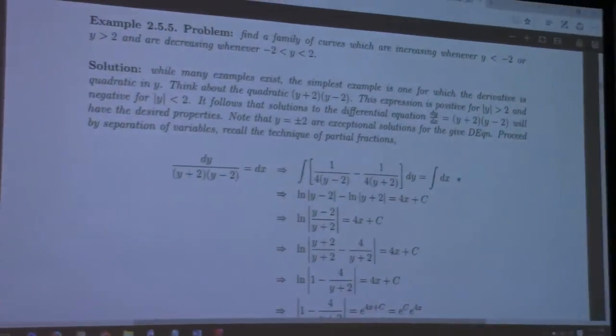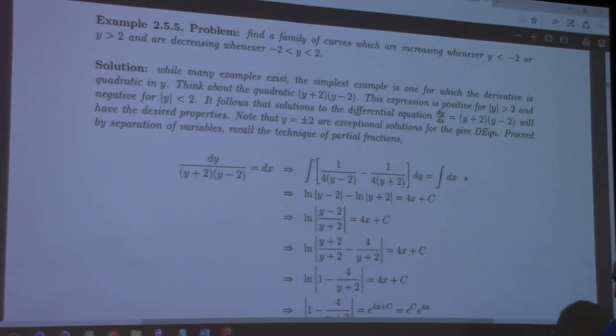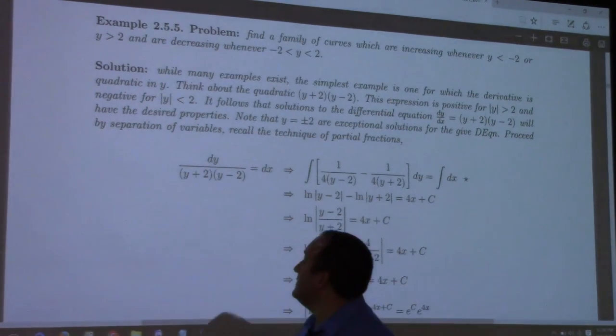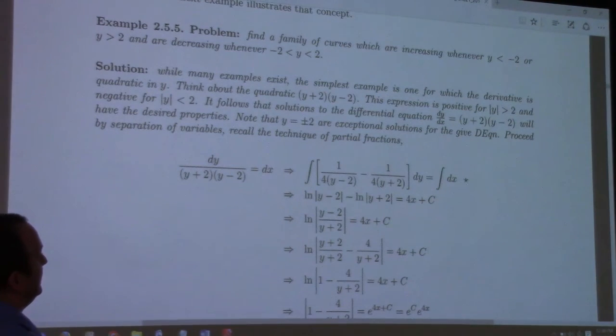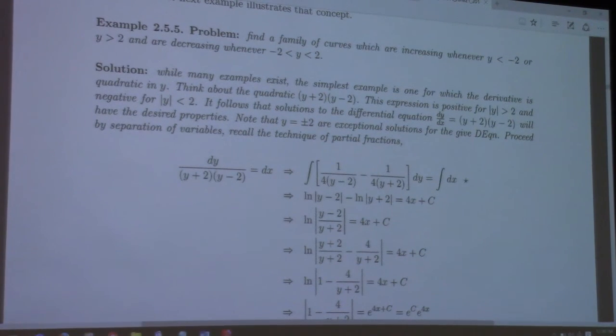So here's the problem. I like to assign problems like this sometimes. Sort of a make-your-own-adventure kind of problem, right? Find a family of curves which are increasing for y less than minus 2, or when y is greater than 2, and they're decreasing between minus 2 and 2. So you're looking for curves that have positive derivative before and after minus 2 and 2, and in between minus 2 and 2, negative derivative. There's a lot of different ways you could do it.